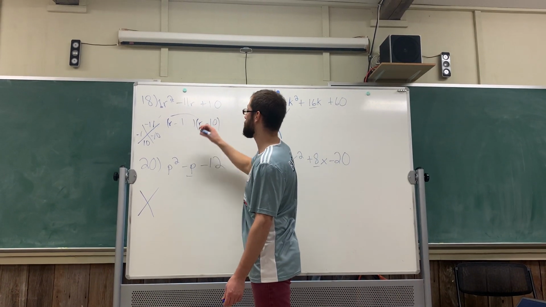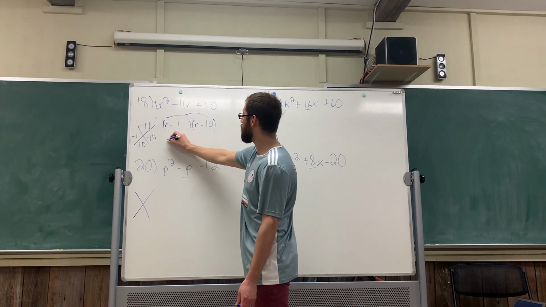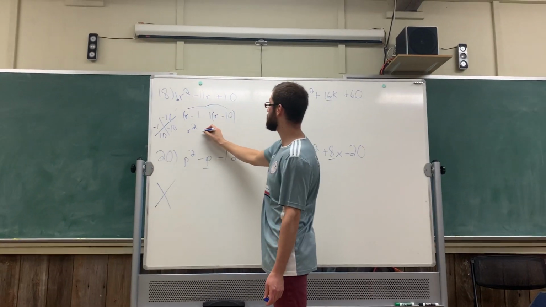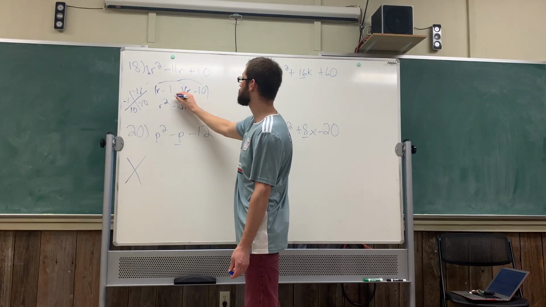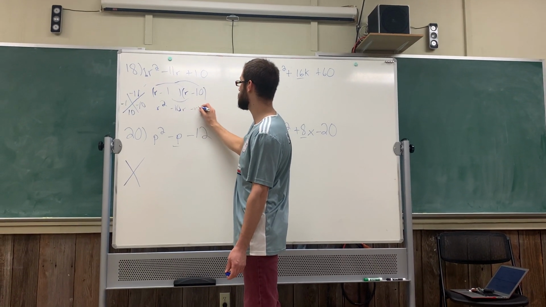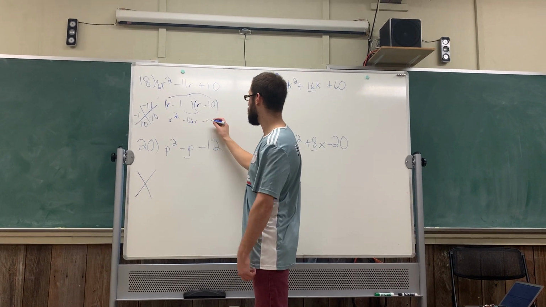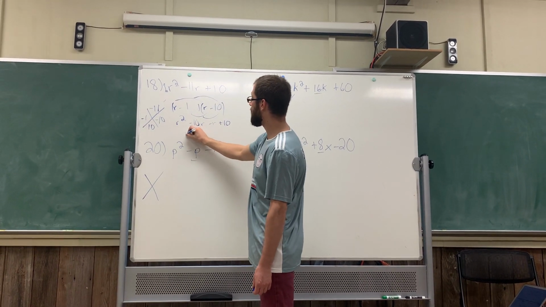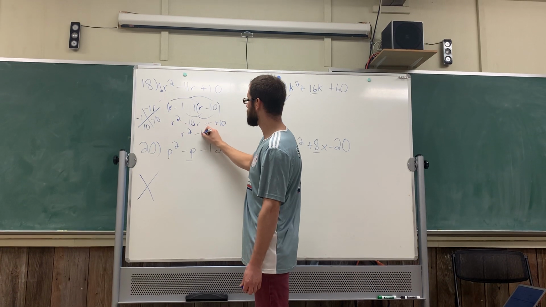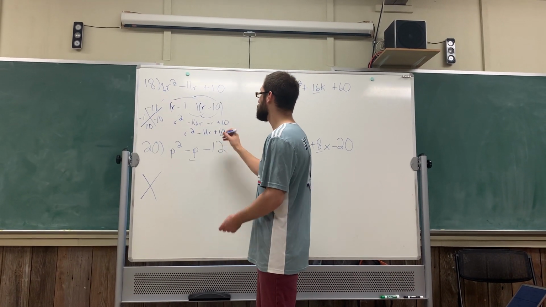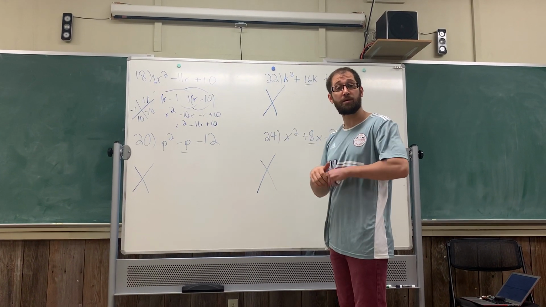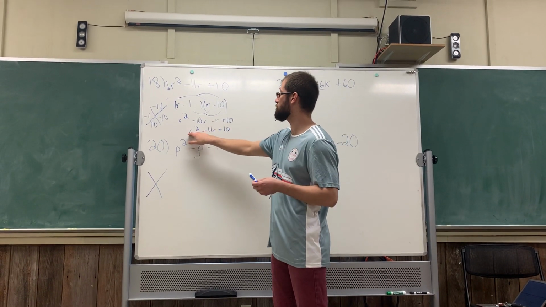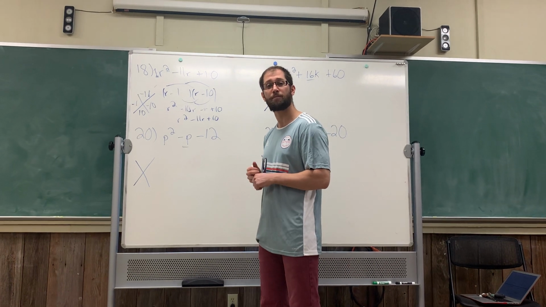Just to show one time how to do that. R times R is R squared. R times negative 10 is negative 10R. Negative 1 times R is negative R, negative 1R. And negative 1 times negative 10 is 10. And that becomes R squared minus 11R plus 10. This is not your answer. This is how you check to make sure that you got your work right.